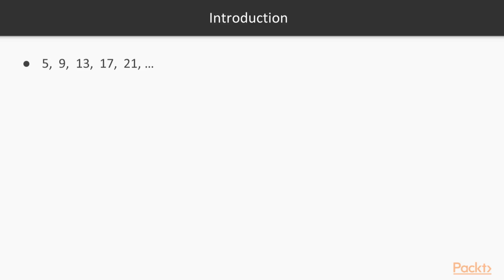Can you guess what's the next number in the list? If you have guessed 25, then you are correct. As you can see, the way to generate the next number in the list is to add 4 to the previous one. What you see here is an example of an arithmetic progression.